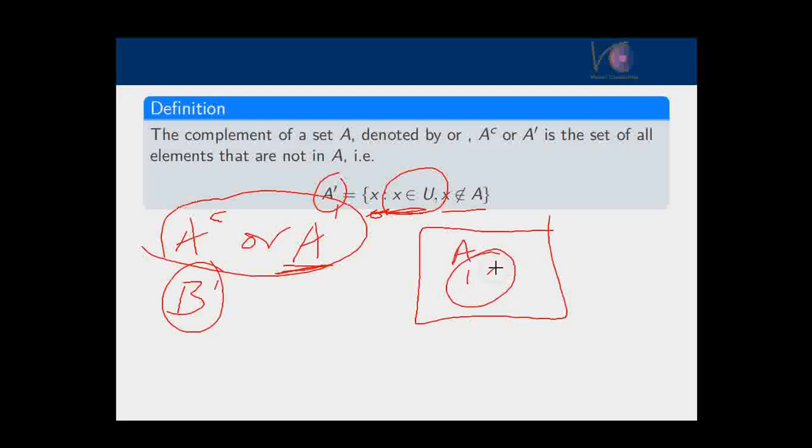Set A has 1, 2, we have a 3 outside set A. So by A complement, we are looking for an element that is not in A. Remember, all elements under discussion should fall under the universal set. So if the element is not in A, it should fall outside set A, and this is the universal set. So the element we are looking for here is 3. That is A complement. The complement of a set A, denoted by A complement, is the set of all elements that are not in A.